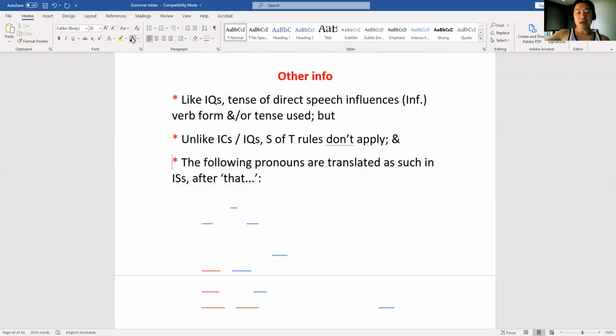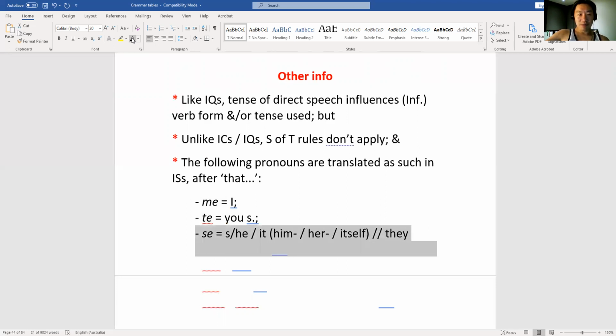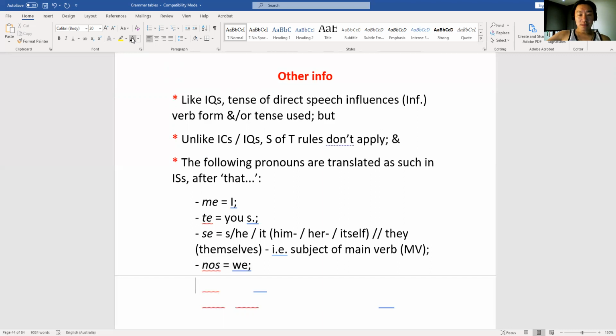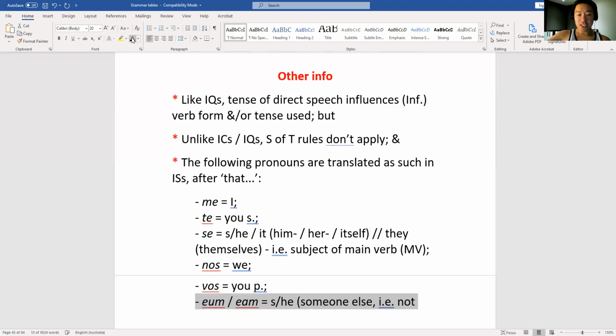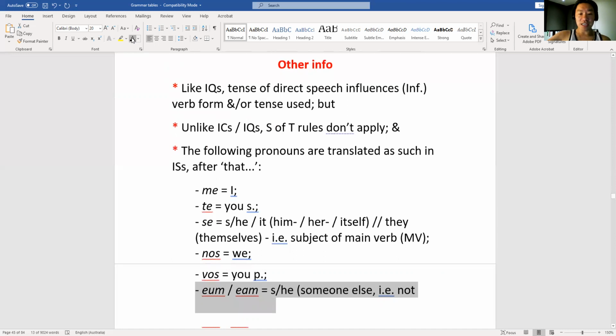And when you have a pronoun, just to go over the key mini words, if you are saying, for example, that I, that you, that he, that we, etc. If you have me, it's that I. So he says that I am good. If you have te, he says that you are good. So you should see where I'm getting at here. If you say se, it is he says that he, she, it, or they say that they themselves. So whoever's doing the saying is speaking about themselves. Nos, he says that we are good, for example. Usually the word for we or us. Vos, he says that you plural. And the last two, eum and eam: he or she, but not the speaker.